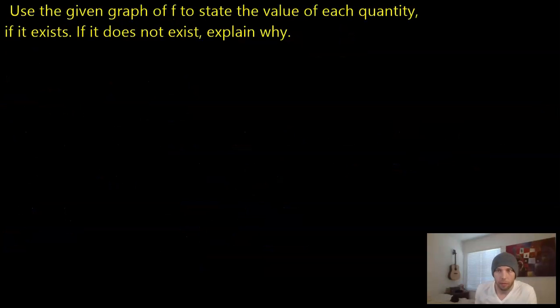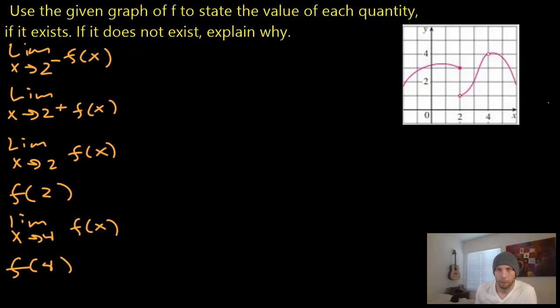So we have this question. Use the given graph of f to state the value of each quantity, if it exists. If it does not exist, explain why. And we're given this graph here. Just looking at the graph real quick, we see there's a little curve, and then there's a jump downwards, and it goes up on a normal curve, and then there's a little hole at 4. Let's see what they ask for.